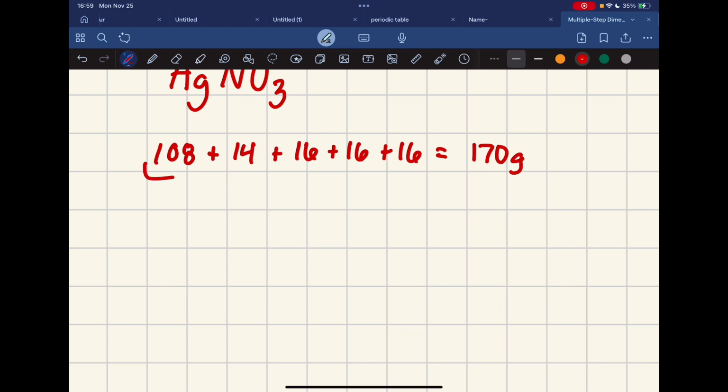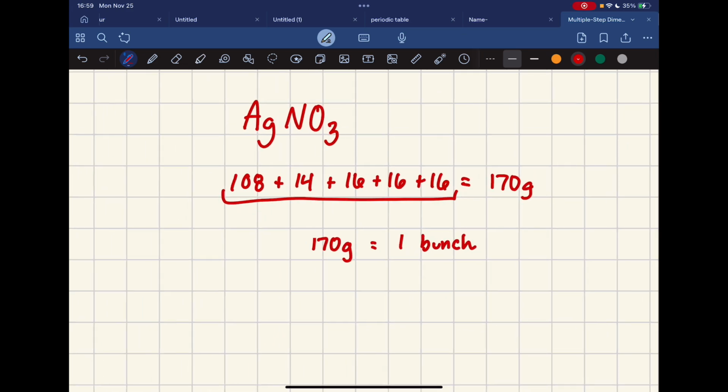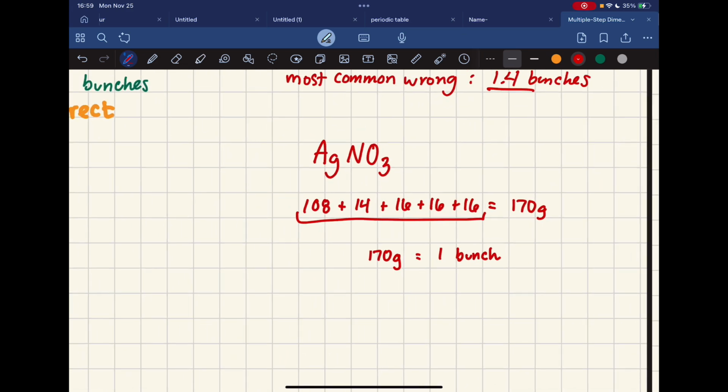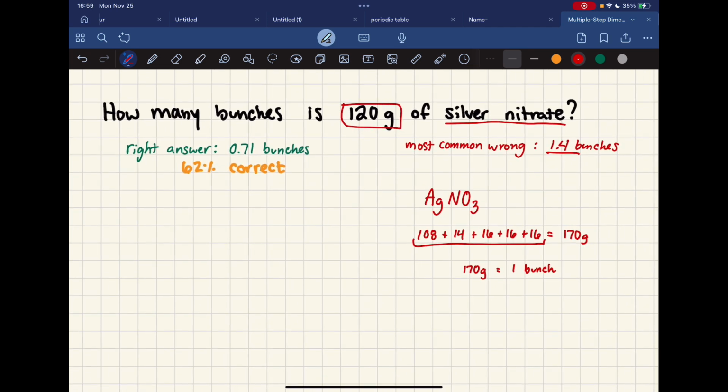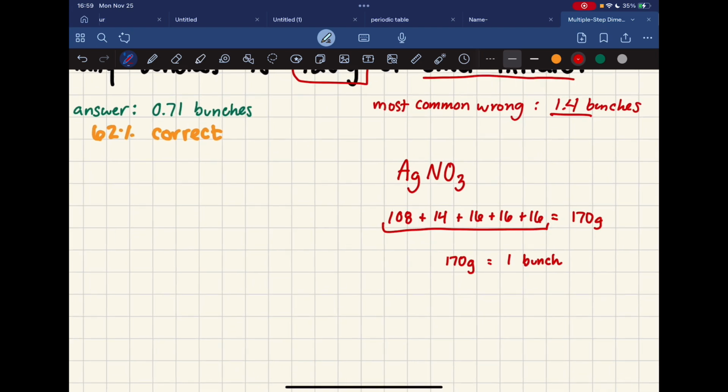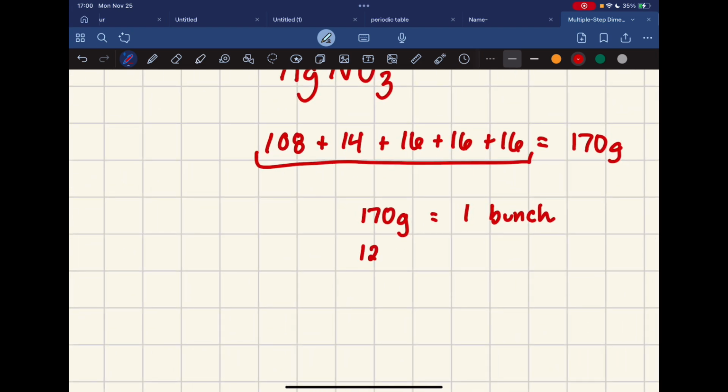We just calculated, by adding all those numbers up, 170 grams. That is the mass of one bunch of silver nitrate molecules. 170 grams is the mass of one bunch. And we have, in our problem, 120 grams. And we want to know how many bunches is that.